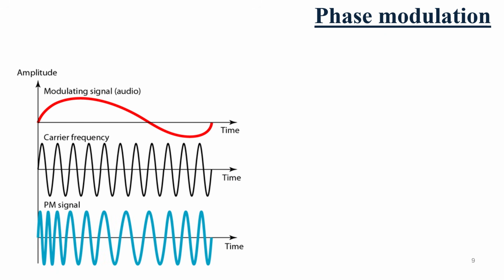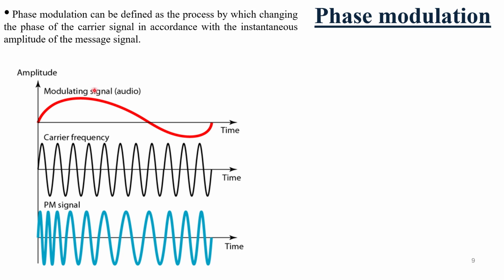So let's see. First, what is phase modulation? Here you can see this is your message signal, the red color. This is the carrier frequency, and this is the phase modulation. Here your phase will vary, so your frequency will vary since you are varying the phase. The angle is omega ct plus Kp times m(t). Kp is constant and m(t) varies according to the message signal. Phase modulation can be defined as the process of changing the phase of a carrier signal in accordance with the instantaneous amplitude of the message signal.